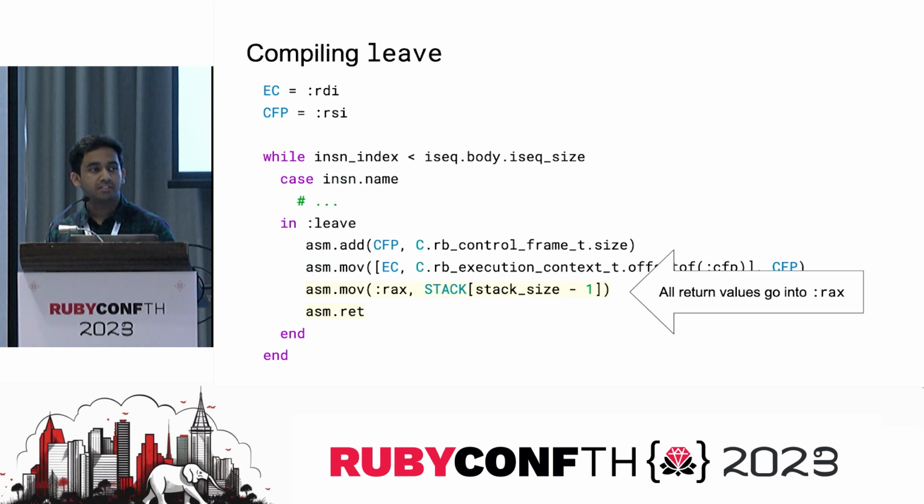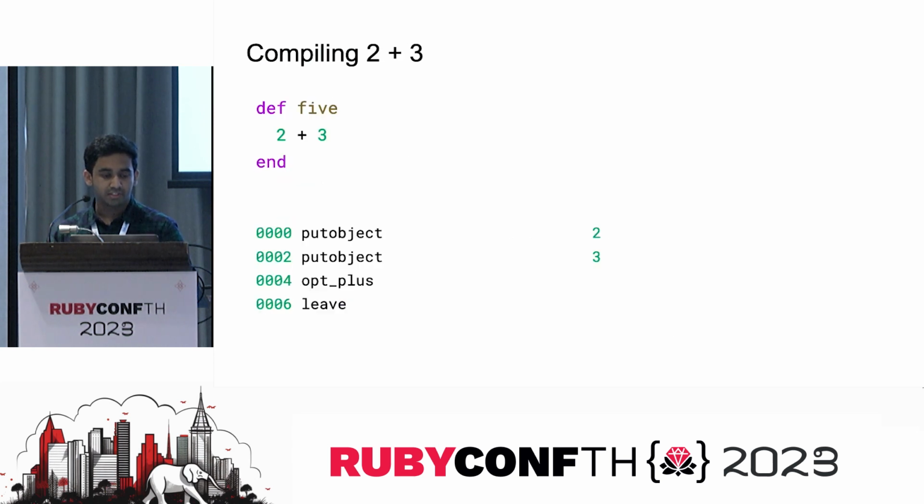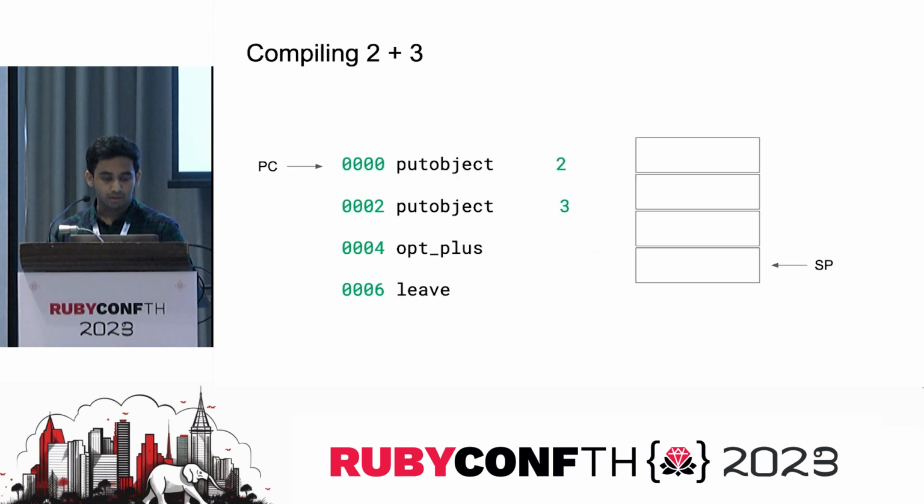Now let's take a look at something more complex than just returning nil. Let's say we have a method that returns a sum of 2 and 3. So if we get the instruction sequence for it, it would be put object 2, put object 3, and then it will add them. So in our stack-based machine, it gets 2, it puts it onto the stack, it puts 3 onto the stack. When it gets to plus, it pops them both. Here you can see it pops them both, adds them, and then puts it back onto the stack.